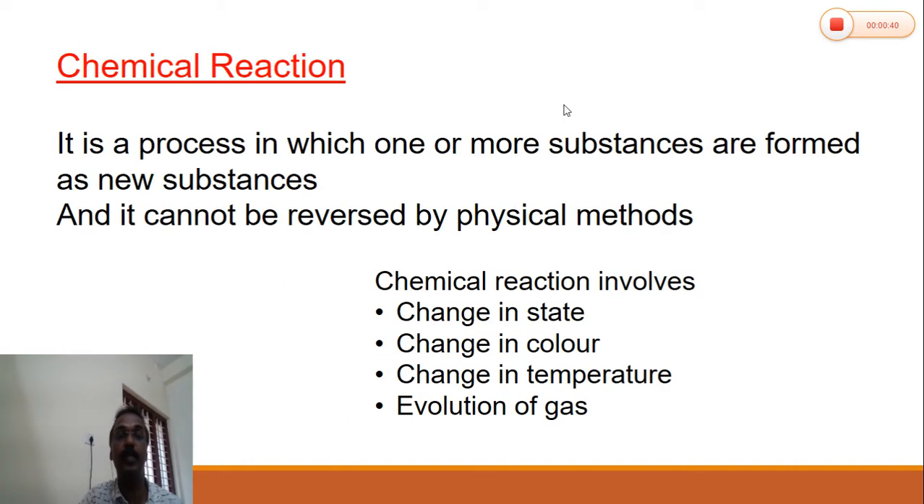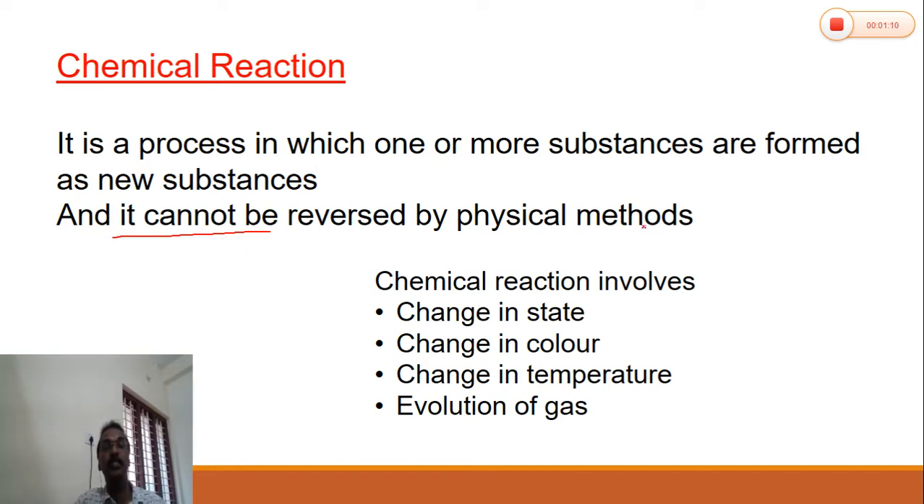What is a chemical reaction? A chemical reaction is a process in which two or more substances are formed as new substances. That is, new substances are formed. These new substances will not have the properties of the starting substances. That is, two or more substances combined to form new substances. And these new substances cannot be reversed by physical methods.